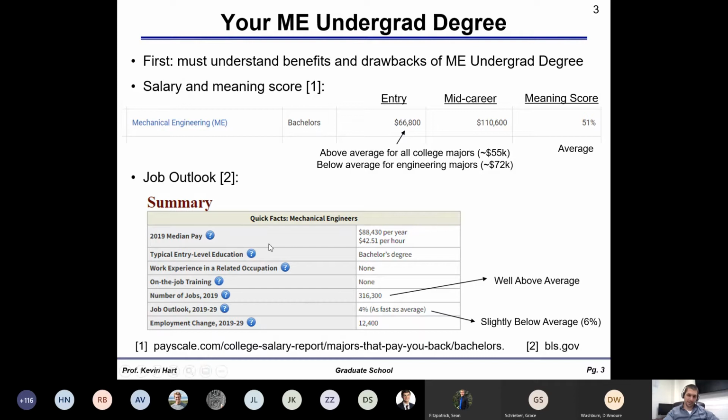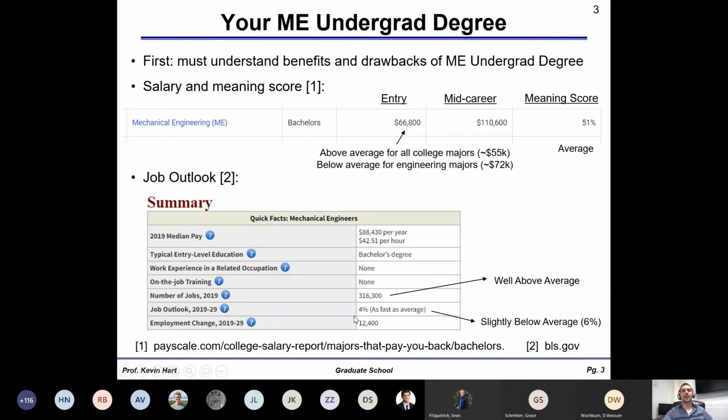This is from the Bureau of Labor Statistics, bls.gov. This is, again, a great resource. People look at the statistics for all undergraduate degrees, and here you go. Median pay for mechanical engineers, $88,000, a terrific amount of money. This is, I would say, early to mid-career. There are many, many jobs available, well above average.